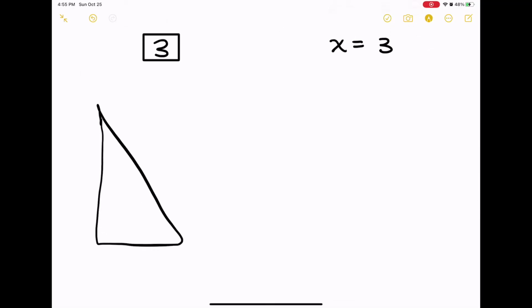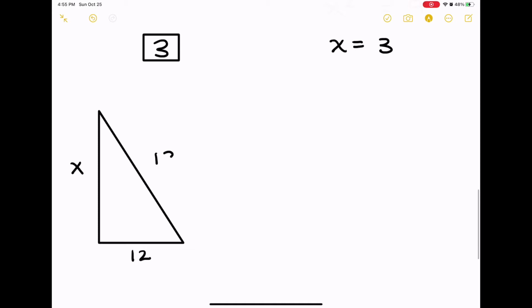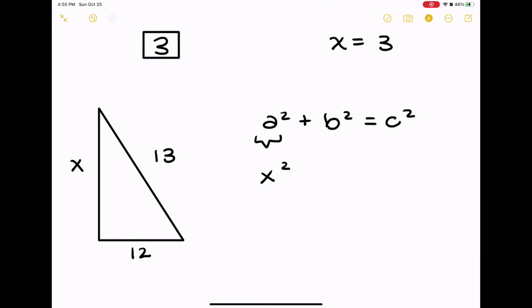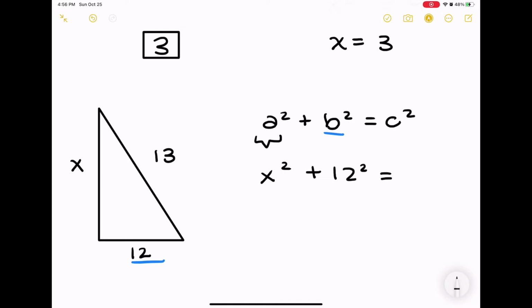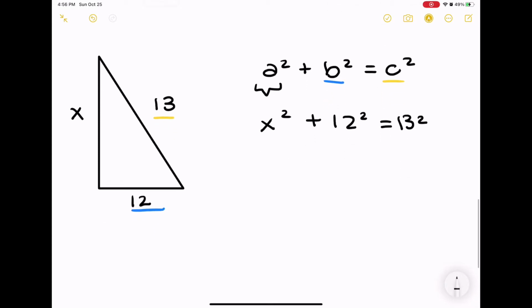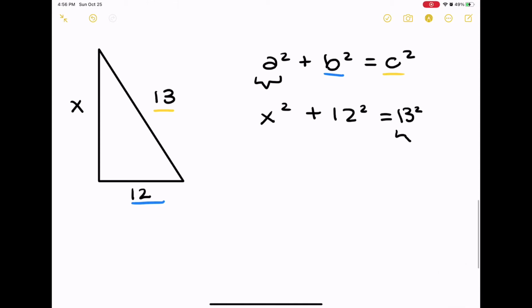Now, let's go on to another example. Let's say we have x, 12, and 13. So if we go back, a squared plus b squared is equal to c squared. That's the main thing that we're doing here. So a squared, let's say we're going to plug x squared for that leg, and then b squared, the other leg, which is 12. So 12 squared is equal to the hypotenuse, 13 squared. So as you can see, you just need to plug it in, and then you solve the equation just like how you would solve any other equation.